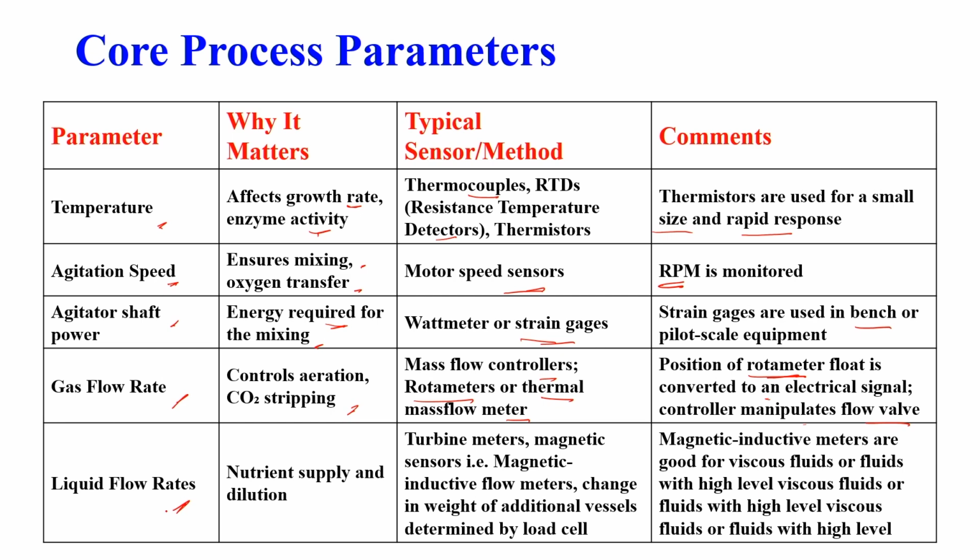Similarly, liquid flow rate is monitored to maintain the nutrient supply and ensure the dilution. For that, turbine meters are there, and magnetic sensors like magnetic inductive flow meters. Another option is to measure the change in weight by a simple load cell. That change in weight gives how much liquid is coming inside the bioreactor.